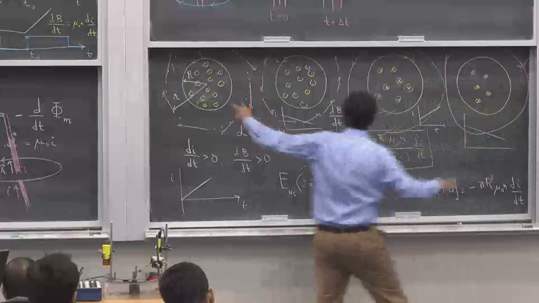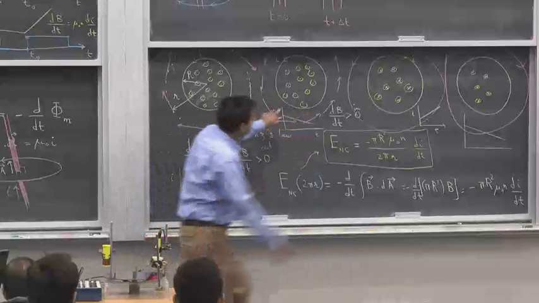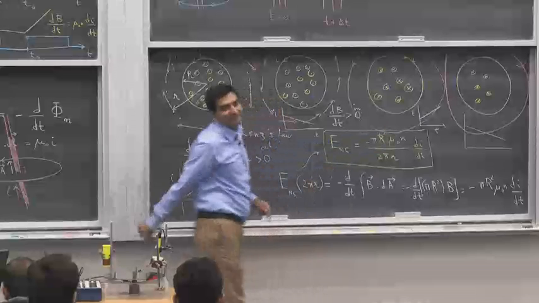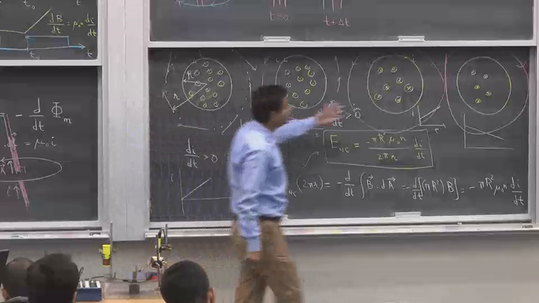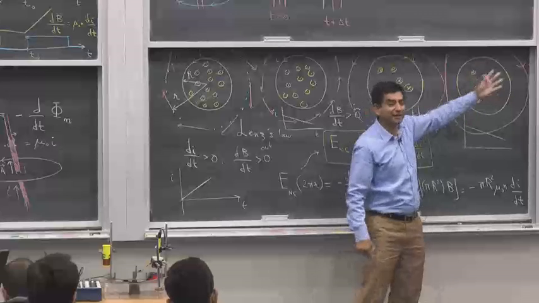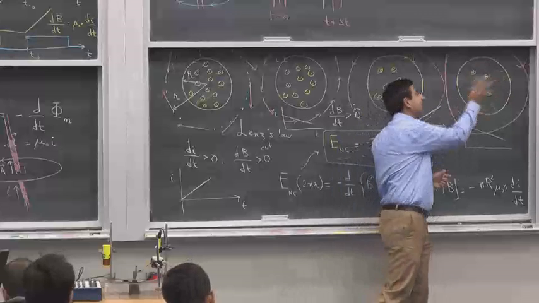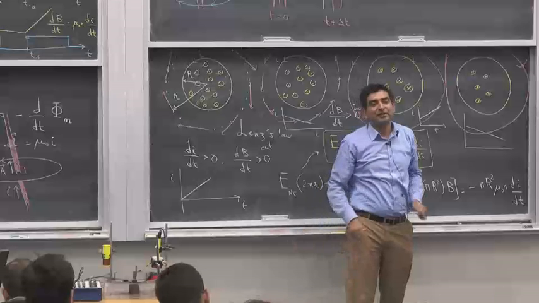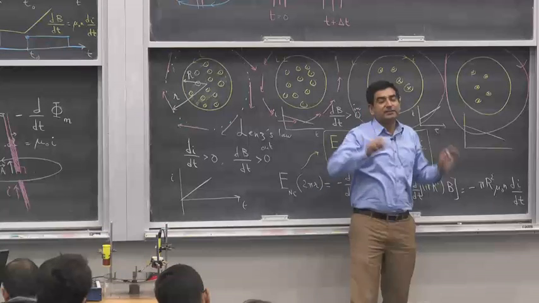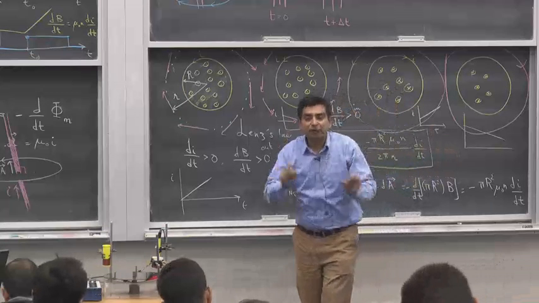So this case is the same as this case. These two cases are the same as this case. Here the field is increasing in the outward direction. Here the field is also increasing in the outward direction, because the field that's going in is decreasing. So really the field is increasing in the outward direction, and the change of the flux is counteracted.